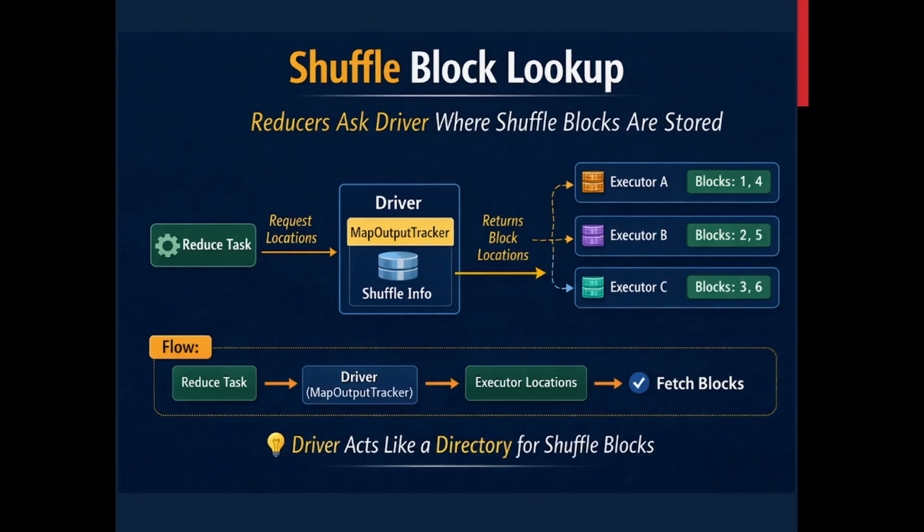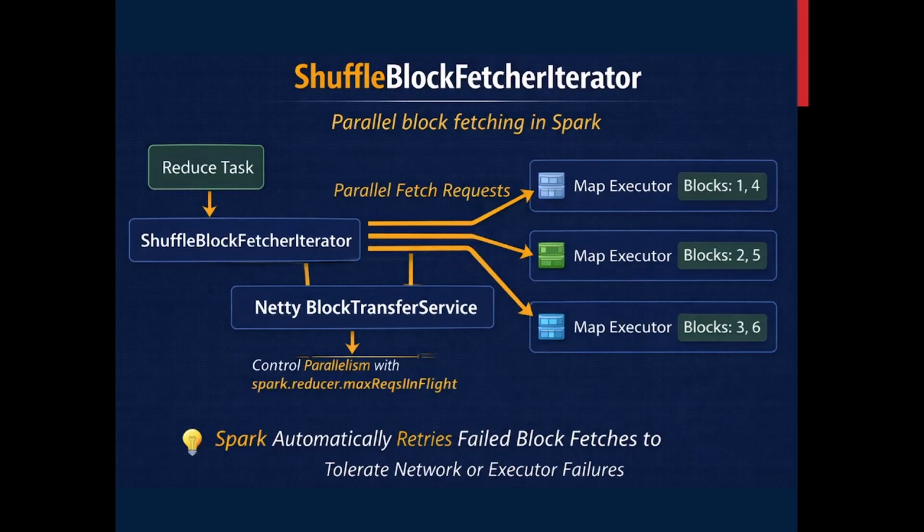Let's walk through this step by step. Reducer starts and contacts driver. Driver responds with something like, executor A block, executor B block, executor C block. Now the reducer knows exactly where to go. And now comes the most important part. This is the engine behind shuffle read, and this is where most people get confused.